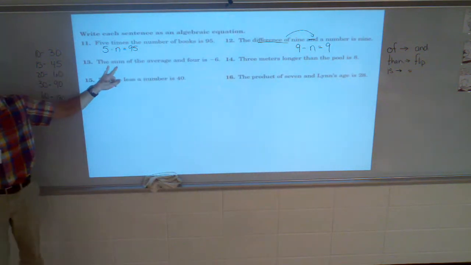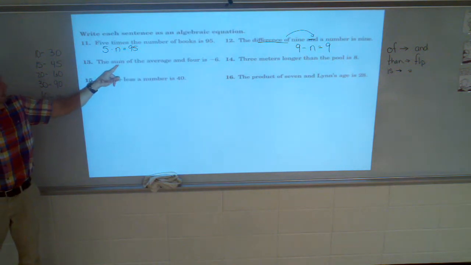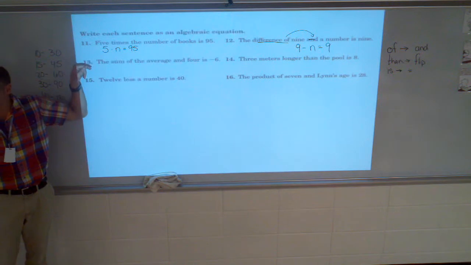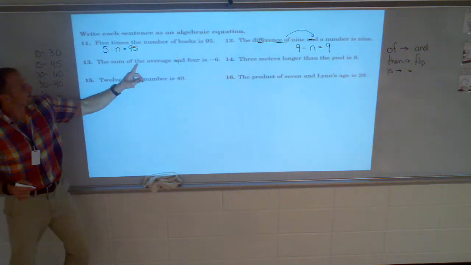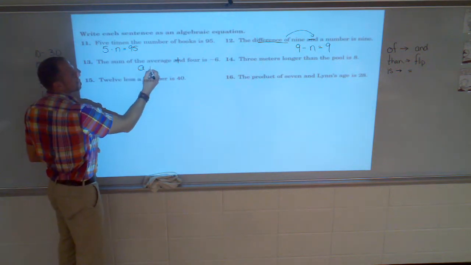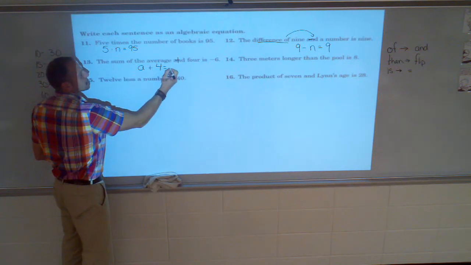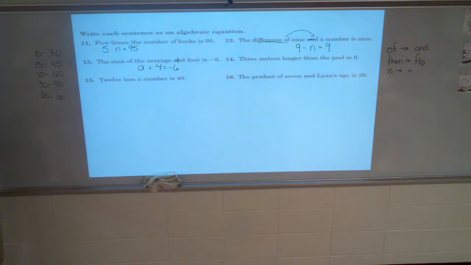The sum of. Alex, what does sum mean? Adding. The sum of means I'm going to put my addition sign on what word? And. Okay. Tell me what to write. The average and 4 is equals -6. Perfect. A plus 4 equals -6.